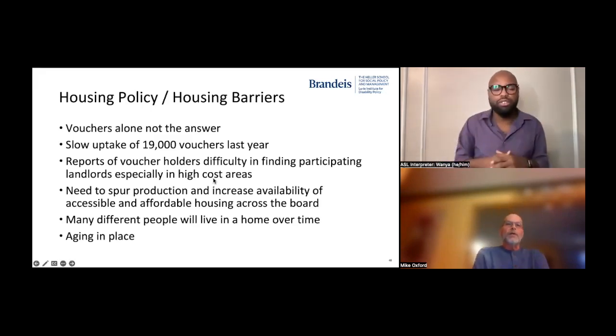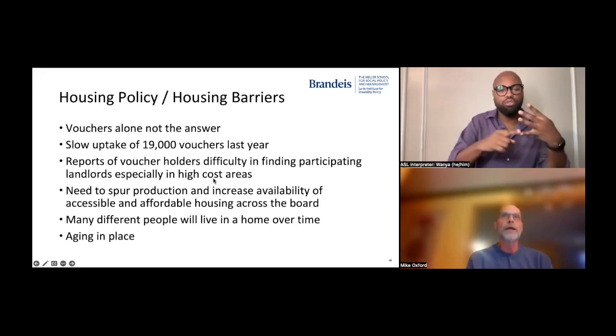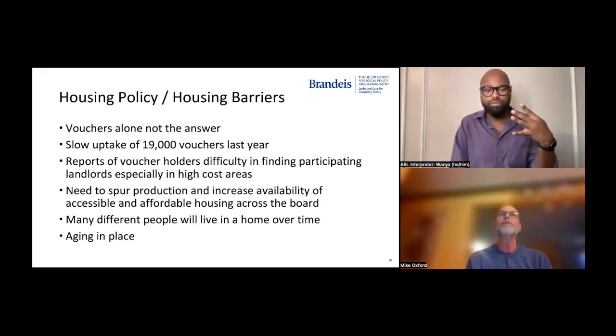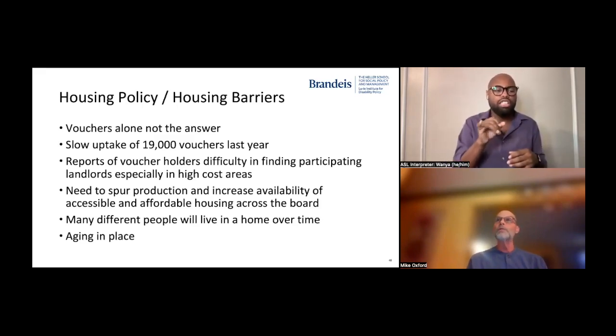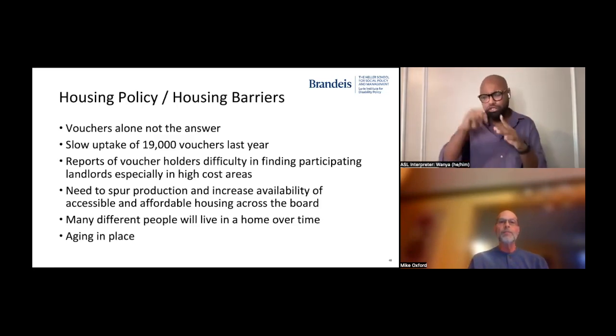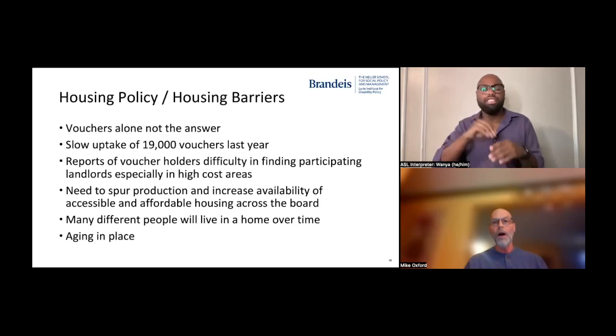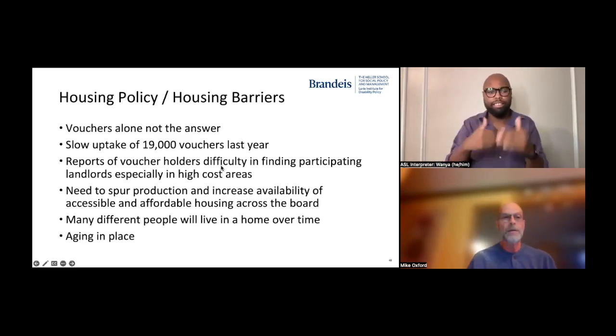We need to spur production and increase availability across the board of everything. Housing is a problem we need to throw a lot of money at. And make it as usable for as many people for as long as possible. A lot of different people will live in a home over time. Today's single family rancher in the suburb will become tomorrow's rental. Today's clapboard two-story frame house will become tomorrow's fourplex, and so on. So we need to start building with that in mind. And of course, the aging in place movement that's been going on for a while continues. Next slide, please.